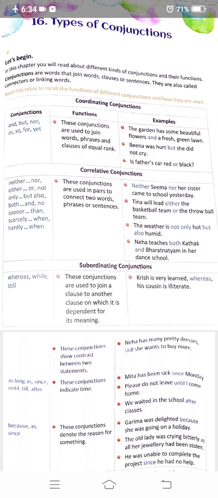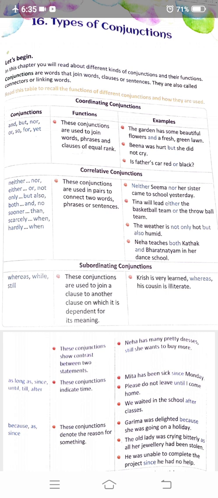For this, students, we have first of all the words whereas, while and still. These conjunctions are used to join a clause to another clause on which it is dependent for its meaning. Examples: Krish is very learned whereas his cousin is illiterate. The next is, Neha has many pretty dresses, still she wants to buy more. In this example, you can see that this conjunction is showing contrast between two statements.